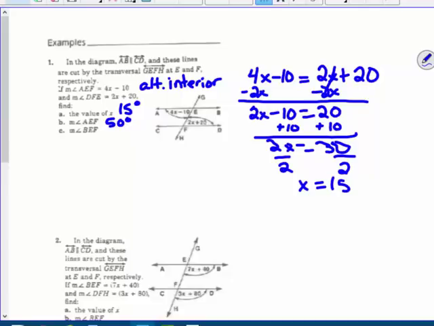Angle DFE I just solved was also 50. This was 50. This is 50. So BEF, they're asking me to find this angle here, is the supplement of that 50 degrees that I found. So BEF, 180 minus 50 is 130 degrees.